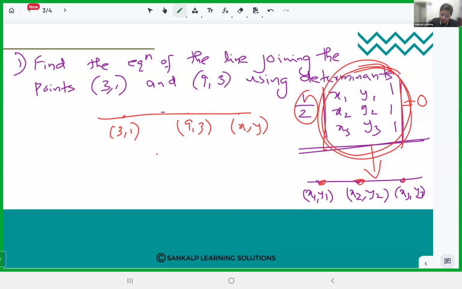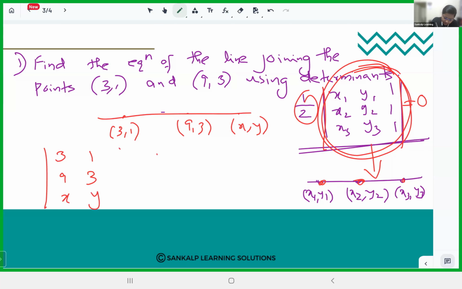All right, so I'm going to do that. First of all, we need to arrange this as a determinant, right? So the first vertex, I'm going to write it as 3, 1. The second point is 9, 3, and the third point is xy. Okay, xy is a general point on that line. All right, we need an equation of that line, right? So that's why for the third one, you just put it as x and y.